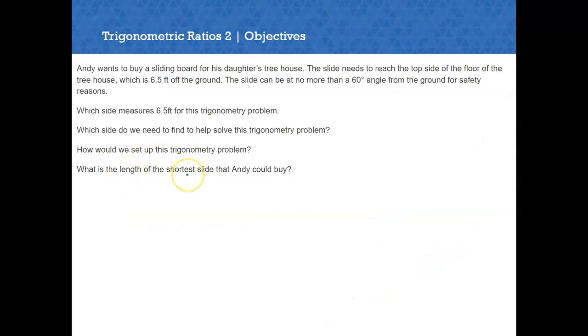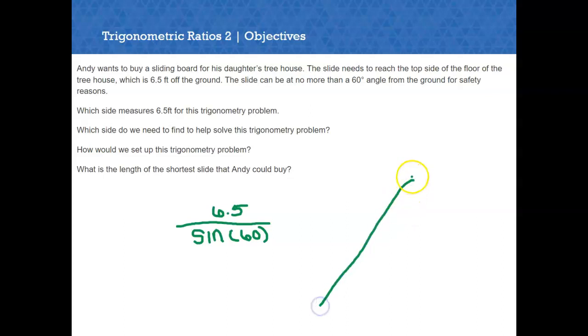What is the length of the shortest side? Well, I can say that I know I'm going to divide 6.5 by sine 60 to find the length of the slide to her treehouse.